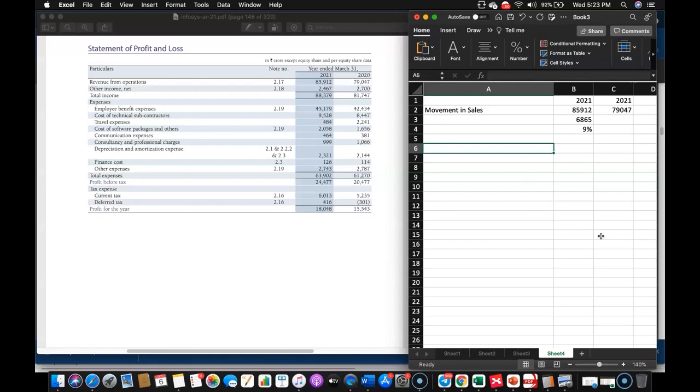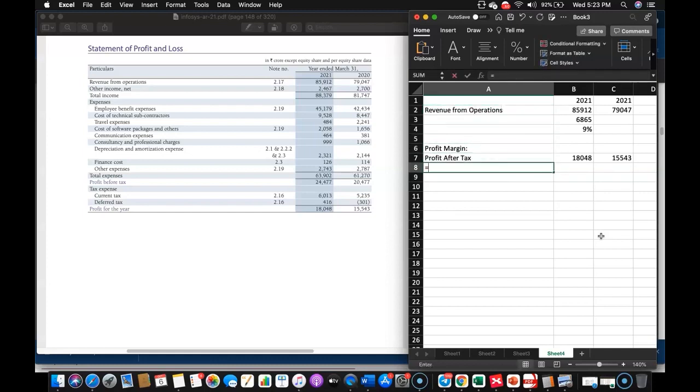Okay, now let's also measure their profit margin. They should be having amazing profit margin. So profit, when I say profit, we'll consider profit after tax. Profit after tax, previous year profit after tax is 15,543 crore. Current year it is 18,048 crore. We'll compare that with sales. Okay, so this is basically sales or revenue from operations.